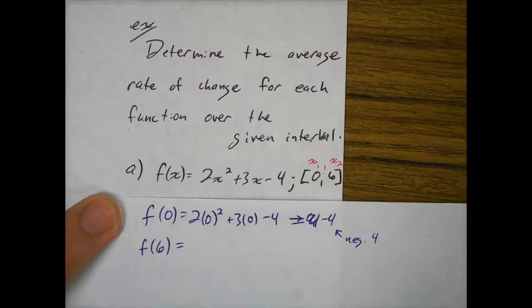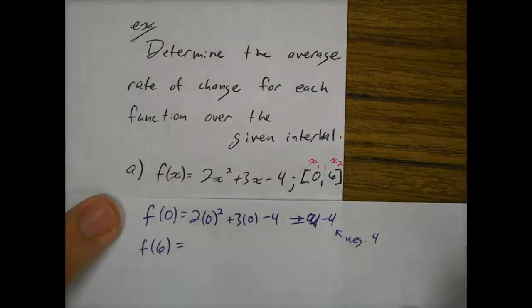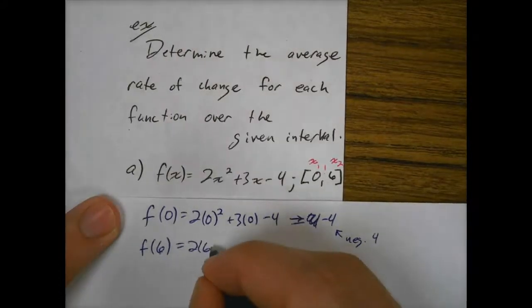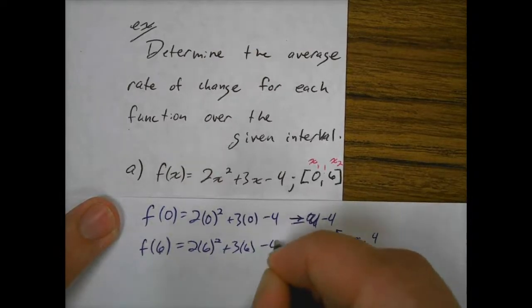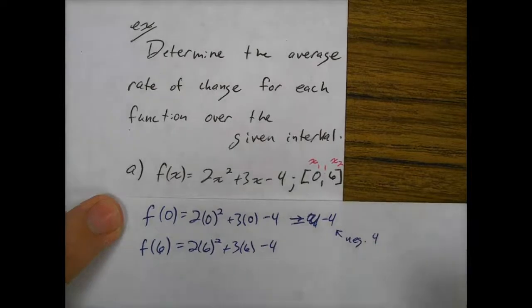All right, and we can find f of 6. So this is the x value. So 2 times... I'm out of school. I'm leaving. I'll see you guys later. I ain't coming back. I'm leaving forever.